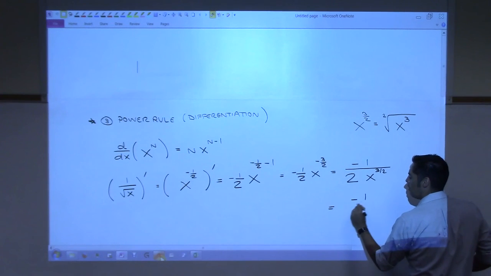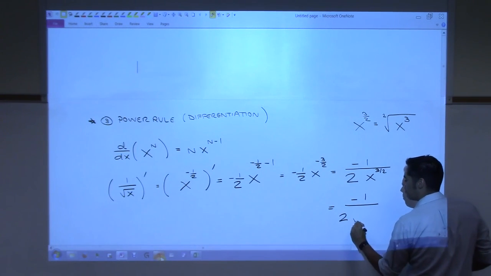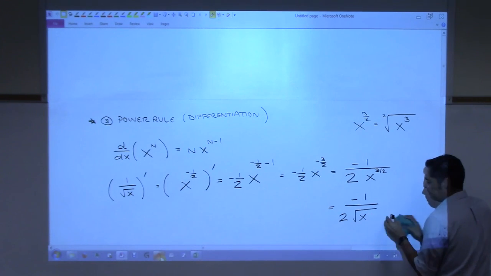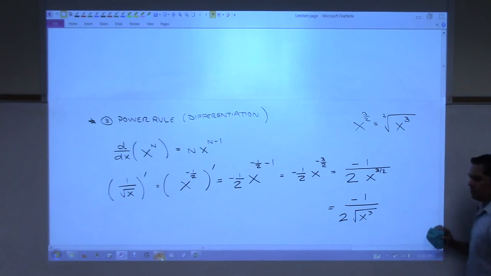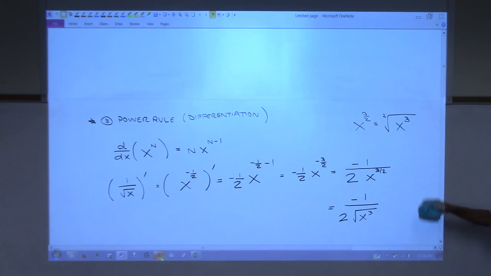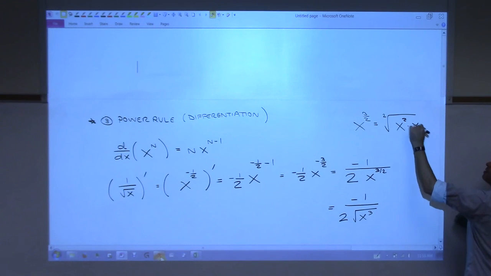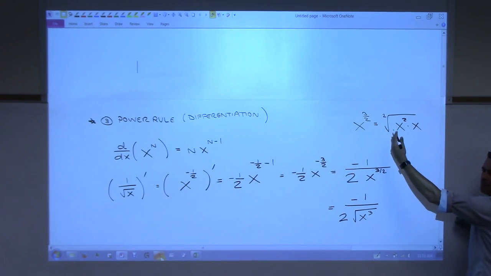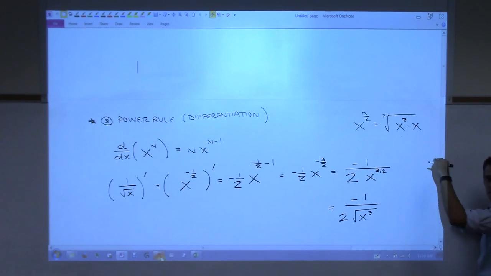This is negative 1 over 2 square roots of x cubed. And I can even go a little bit further. The square root of x cubed can be simplified. Because this right here is really x squared times x, right? That's x cubed. So you have square root of x squared. That can come out as an x, and you still have 1 x underneath the root.